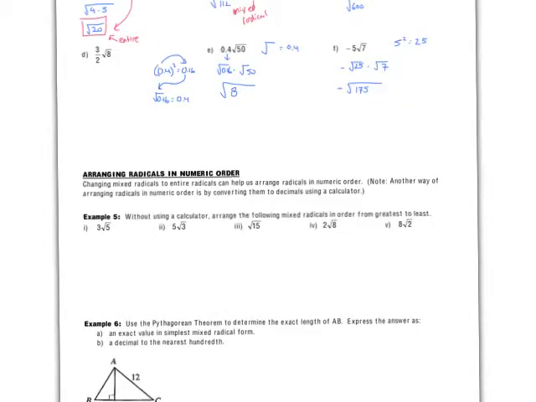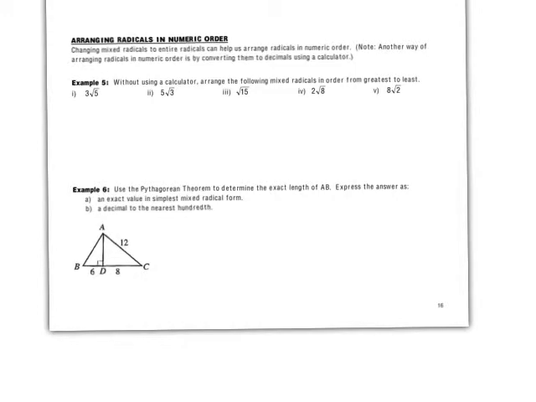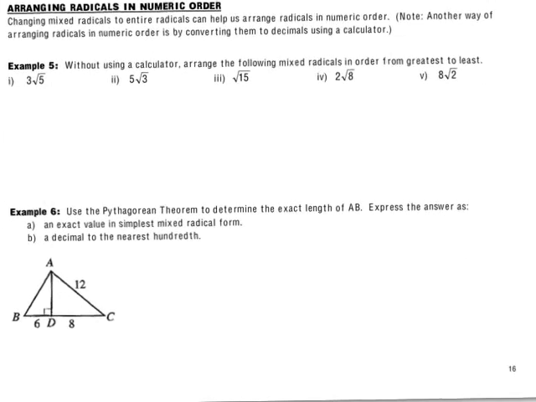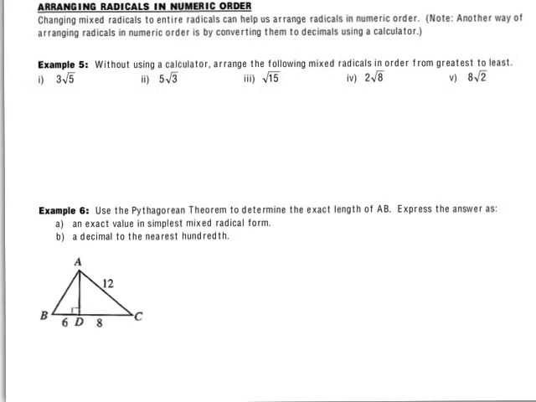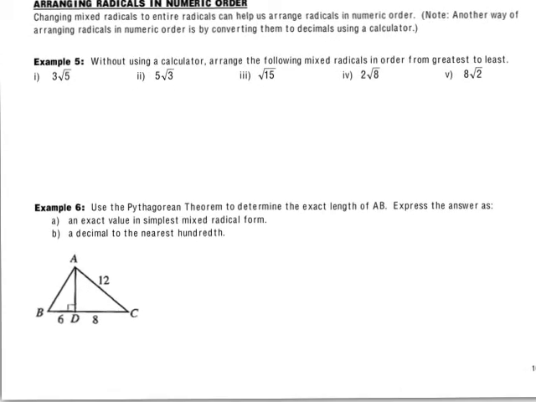Okay, so one of the things this can be useful for is if you want to compare radicals and see which one is bigger, which one is smaller. Changing all of them to entire radicals will help you do this. So how do I know whether 3 root 5 or 5 root 3 is bigger, or root 15 for that matter, or 2 root 8? Which one's bigger? I can't really tell here. You could, if you looked at it and used your estimation skills, but I think putting things under one radical and making them entire radicals will be a lot easier.